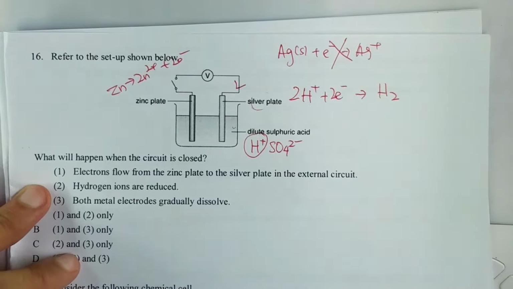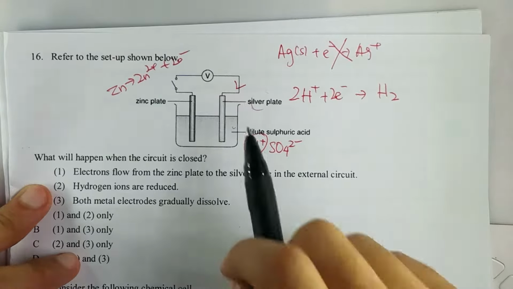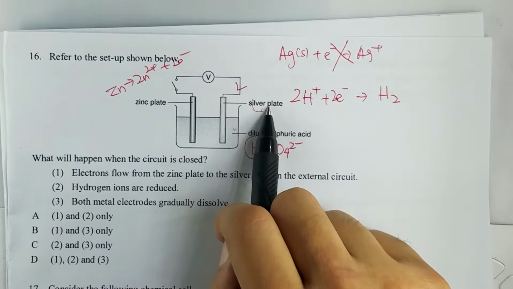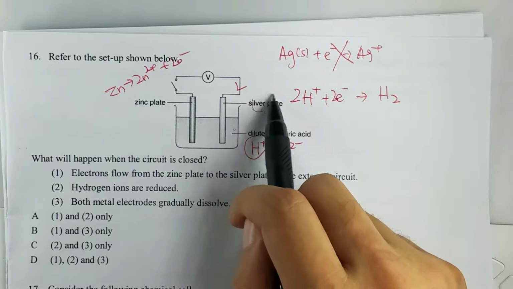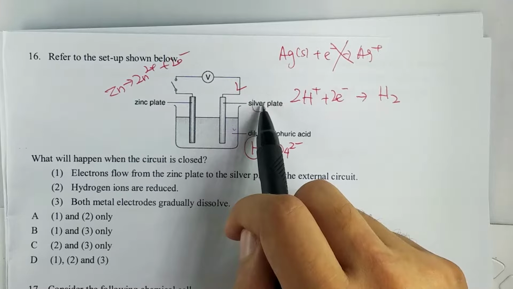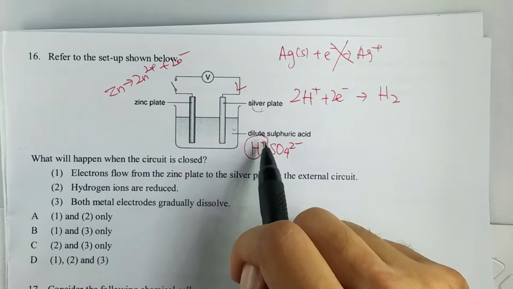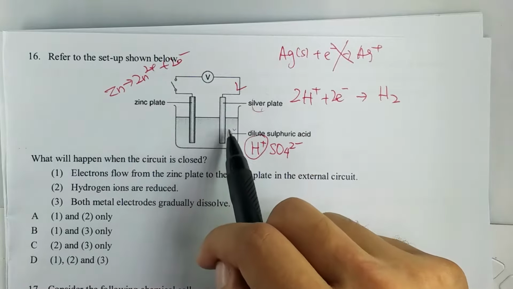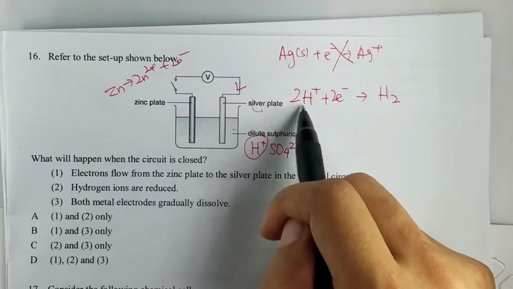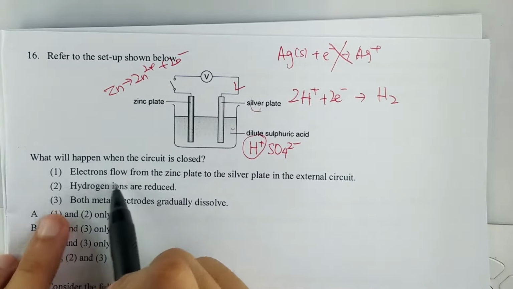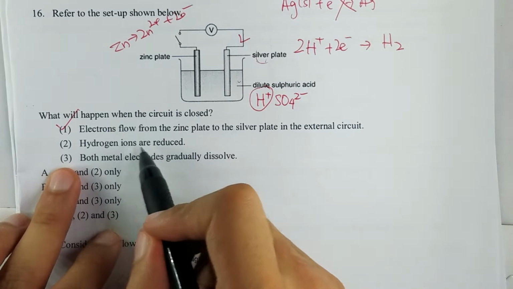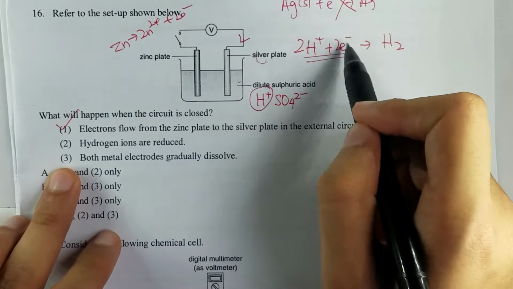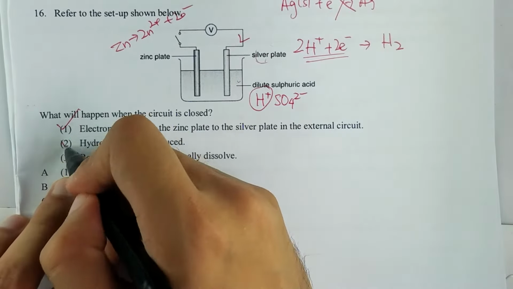This is the part where many students often make a careless judgment. They see silver, so they think it will definitely be gaining electrons. But if you remember, it's the solution that gains electrons. We don't have any solution with silver. So the only option for the electrons to be gained is by the hydrogen ion. So electrons flow from zinc to silver, correct? Hydrogen ions are reduced. Is that the case? Yes. Gaining of electrons means they are reduced.